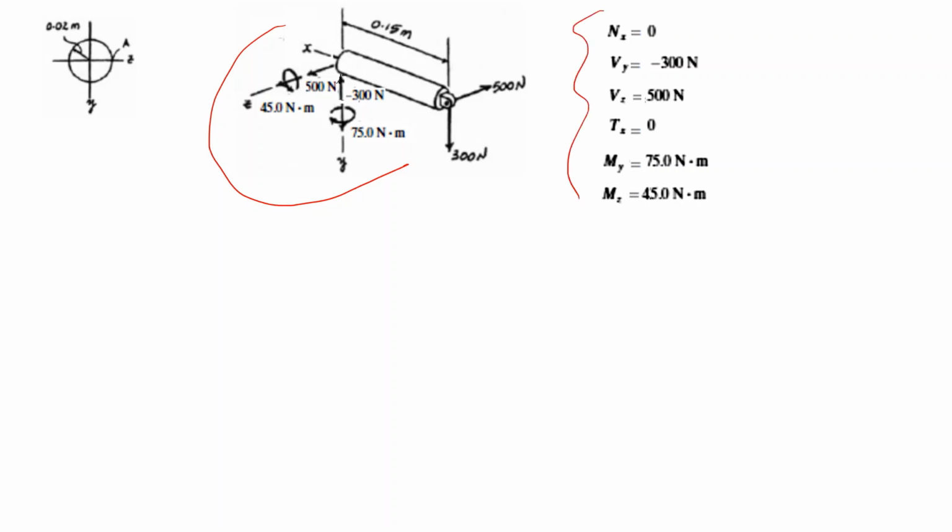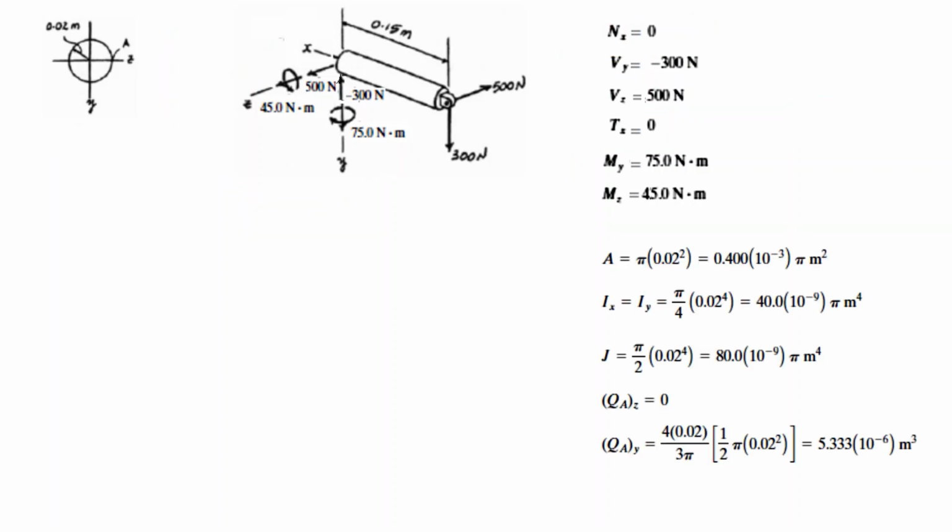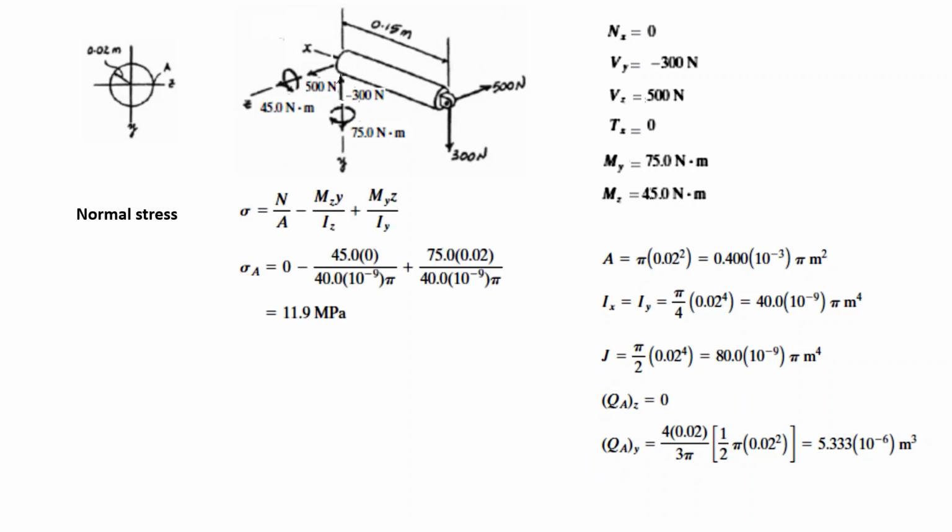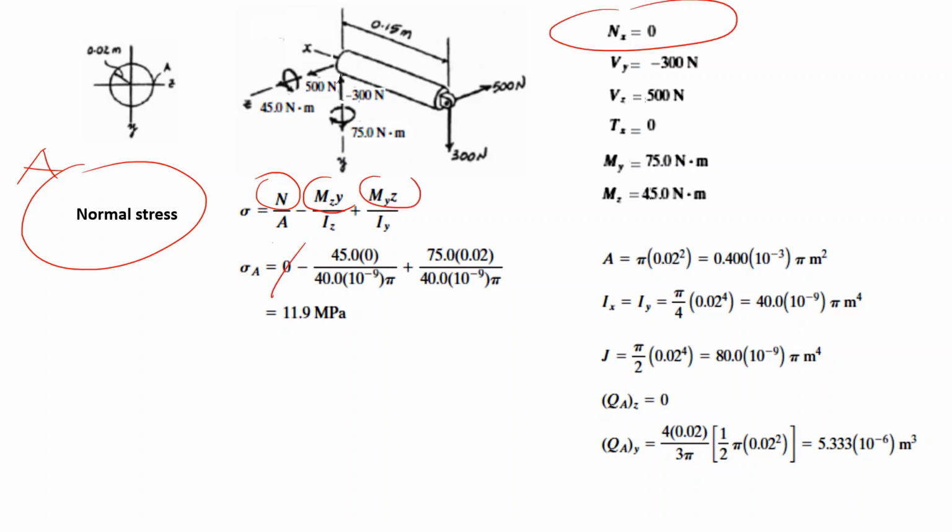This is my section, and these are my forces. No normal force, no torque. At the beginning, we can calculate the area of the section, the moment of inertia, polar moment of inertia, and the Q values for shear, and then start with the calculation. Normal stresses in point A may be caused due to normal force and bending moments. The normal force is 0. This disappears. Bending around Z will look like this.